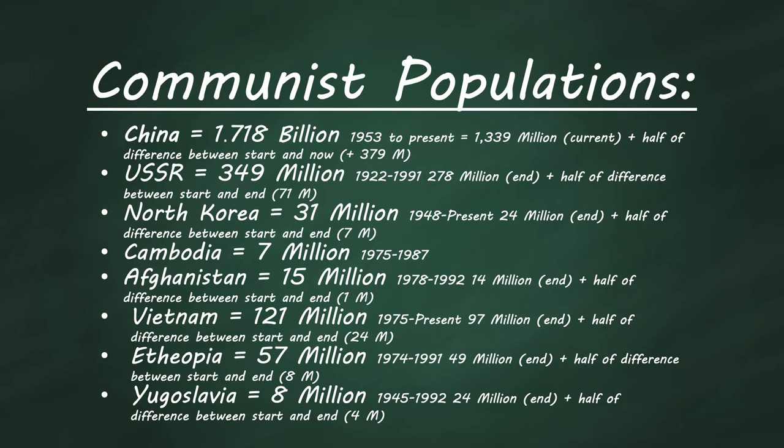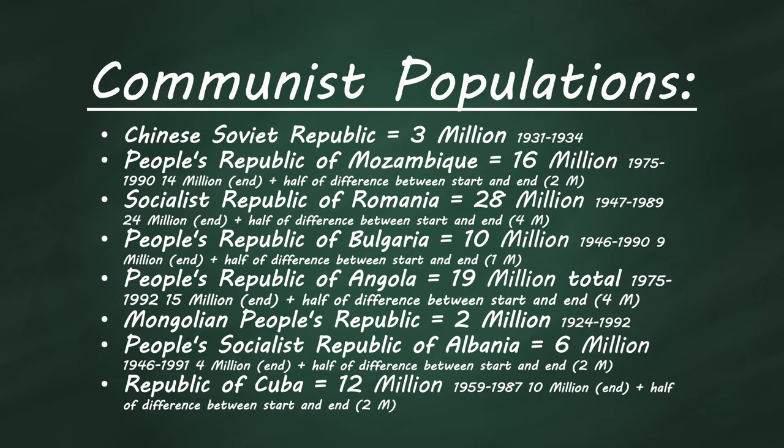China had 1.718 billion, the USSR had 349 million, North Korea 31 million, Cambodia 7 million, Afghanistan 15 million, Vietnam 121 million, Ethiopia 57 million, Yugoslavia 8 million, Chinese Soviet Republic 3 million, People's Republic of Mozambique 16 million, Socialist Republic of Romania 28 million, People's Republic of Bulgaria 10 million, People's Republic of Angola 19 million, Mongolian People's Republic 2 million, People's Socialist Republic of Albania 6 million.